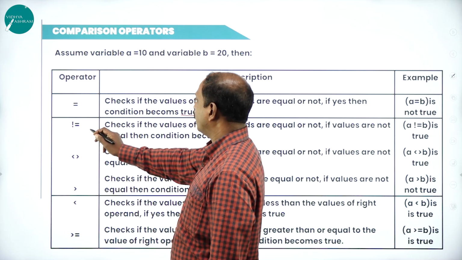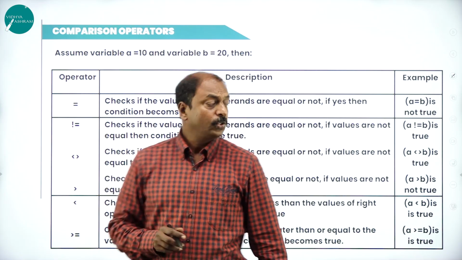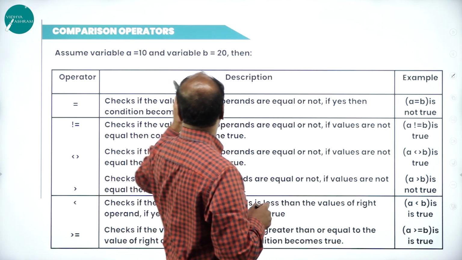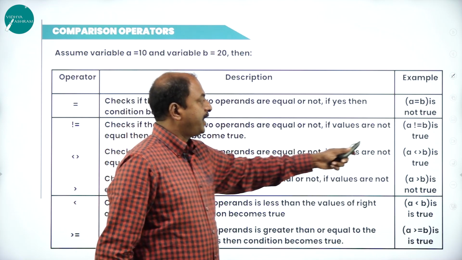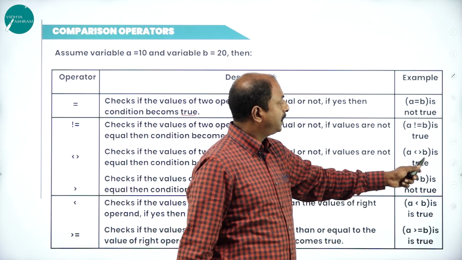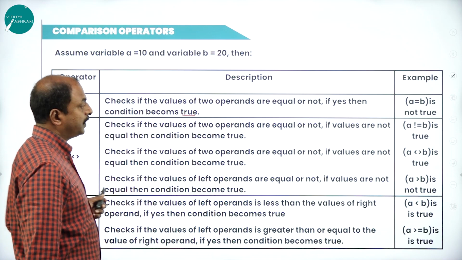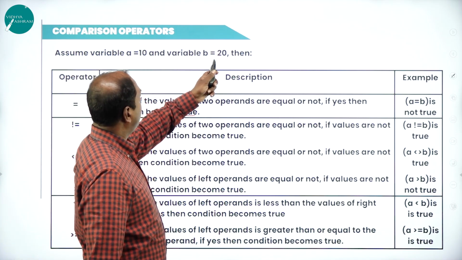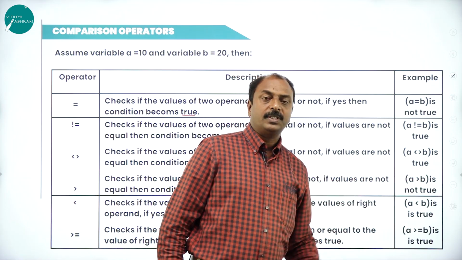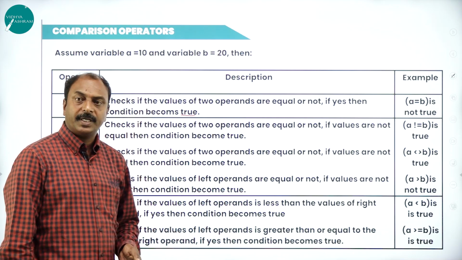Similarly, this is not equals, and this is greater than. Here it checks A not equals B, and it is true, because A is 10 and B is 20, so A is not equal to B. Next is A greater than B. Here this is the greater than symbol. A is 10 and B is 20, so A greater than B is false. The result is not true, it is false.